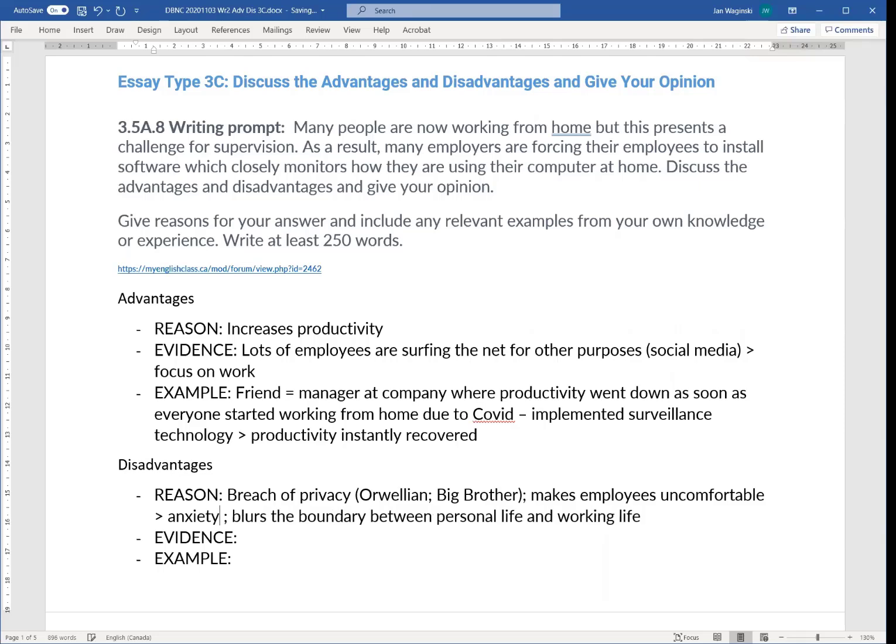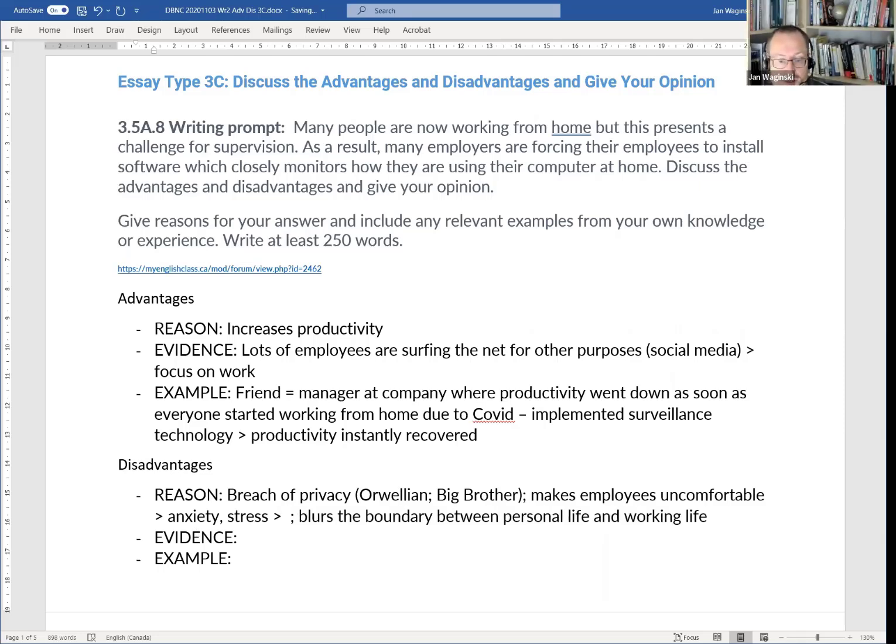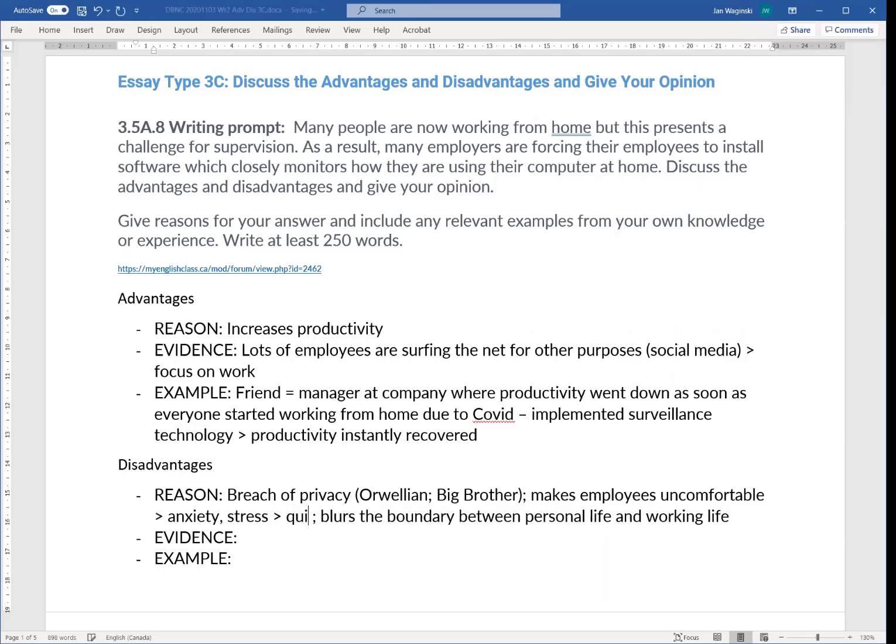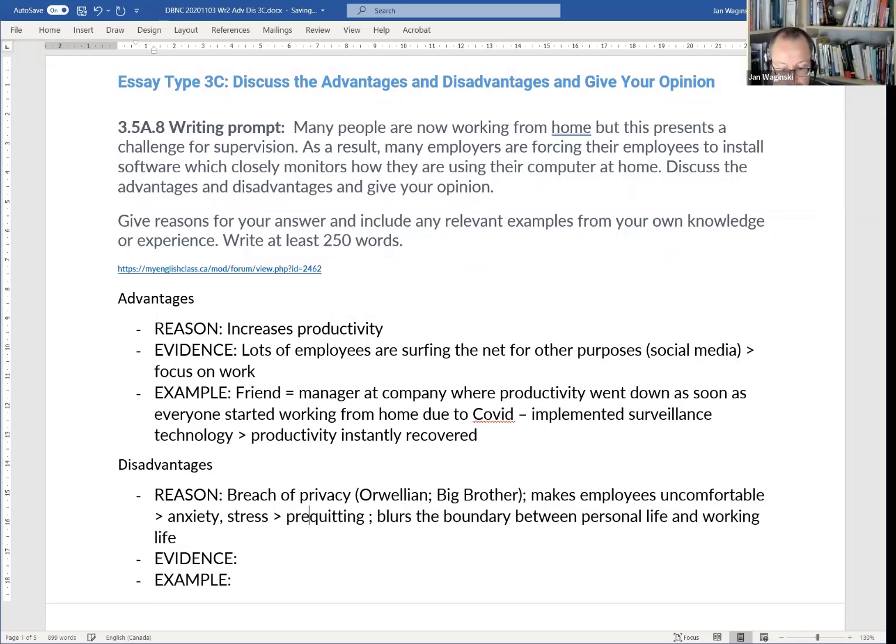Anxiety, stress. And what can those lead to? Employees quitting, right? Pressure. So we can do a causal chain here. Pressure, quitting. As a result, I would call this an unintended consequence.